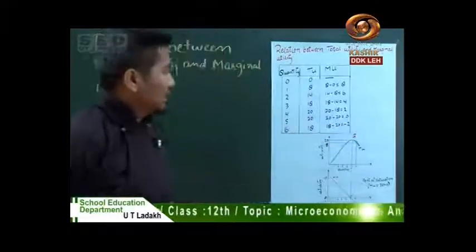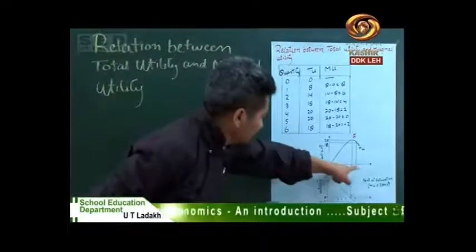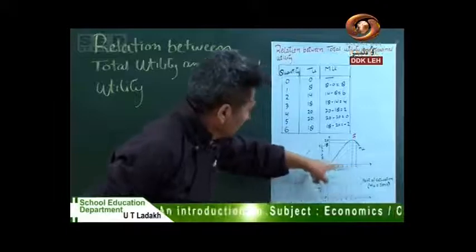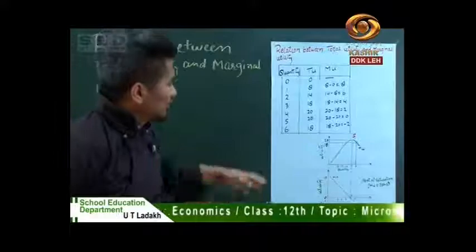The same table I have explained to you with the graph here. On the x-axis I have measured quantity consumed in both the figures, and on the y-axis I have measured utility in both the figures.